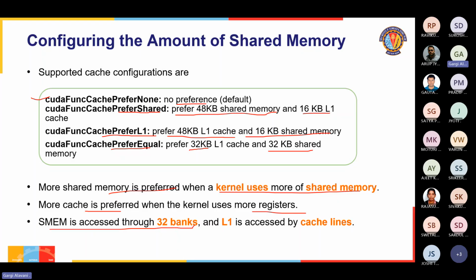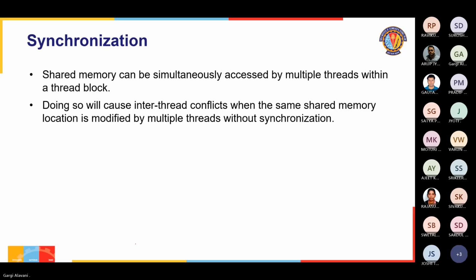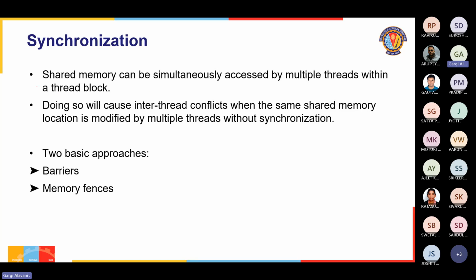Shared memory is accessed through 32 banks and L1 is accessed by cache lines. That's the difference between them. That's why shared memory is called programmer-controlled cache. Now, how do you synchronize? Since shared memory can be simultaneously accessed by multiple threads, you would like to avoid inter-thread conflicts when the same shared memory location is modified by multiple threads without synchronization. In that case, you use two approaches: barriers and memory fences.